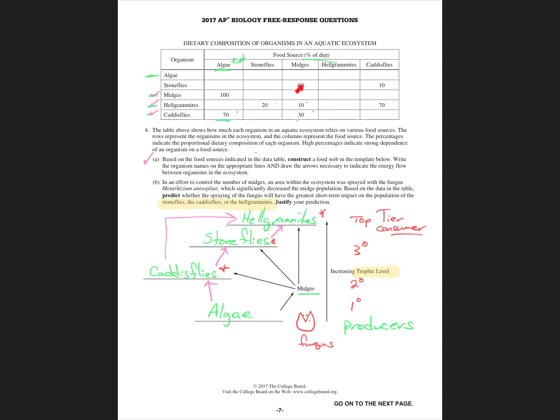So the one that's going to be impacted the most is going to be stoneflies. And so how would I justify? I would say stoneflies, because 90% of their diet is midges, where the other two, caddisflies and Helgrammites, only have 10 and 30% of their diet from midges. So I think the answer is clear that it would be stoneflies.